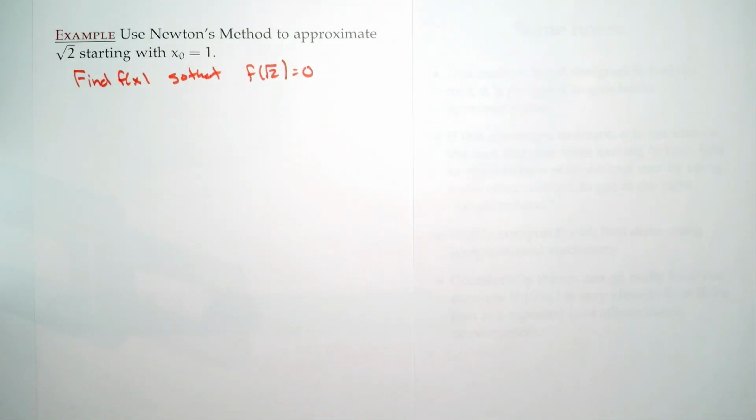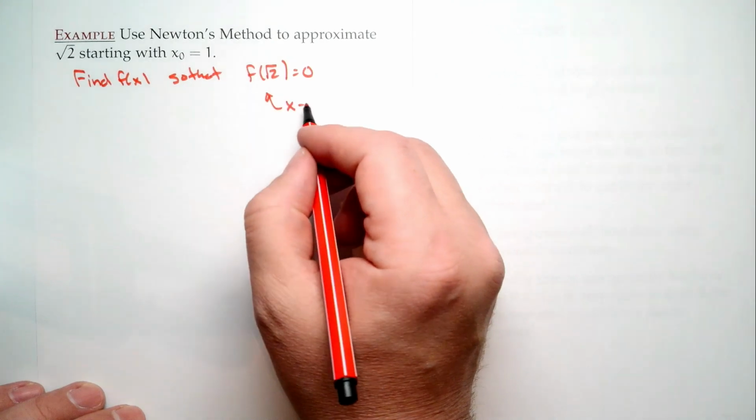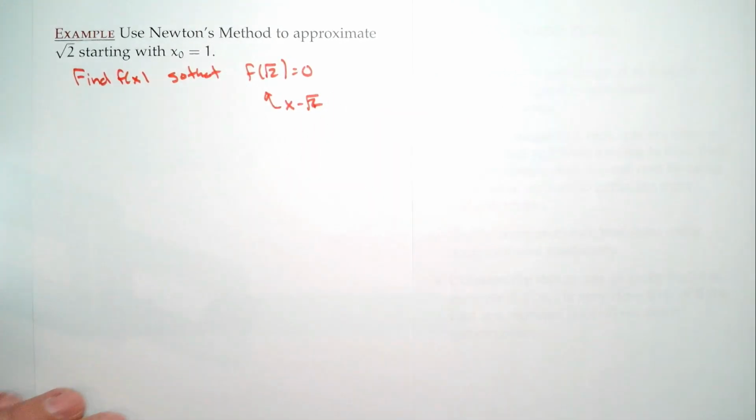Now you're probably thinking, I know of a great function that does that. Here's the function that does that: x minus root 2. If you plug in root 2, you get root 2 minus root 2, which is 0. But that's not a really good function to work with. Why do I say that? In order to work with that function, what would you need to know? You need to know square root of 2. And if you already knew square root of 2, why would you be looking for it? That's a crazy thing. So that's not the function we want.